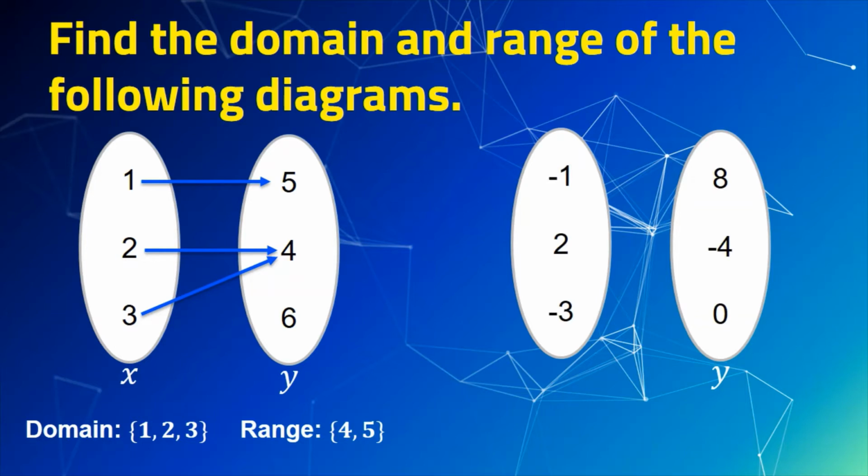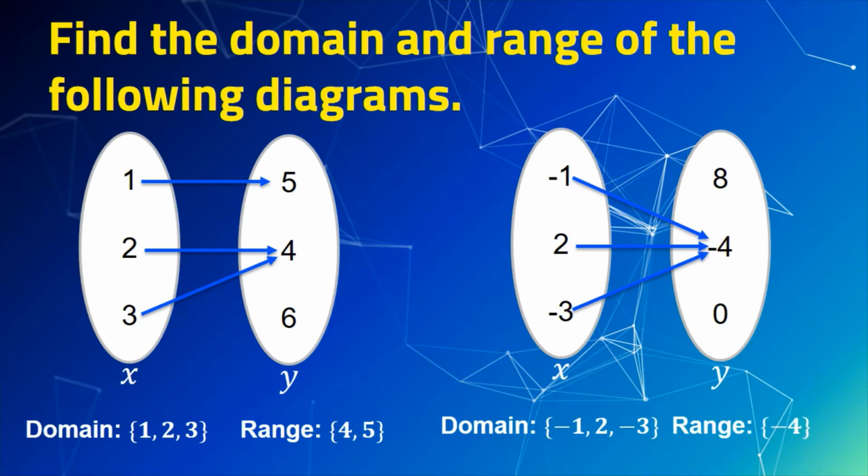The same with this one. The x elements are 1, negative 1, 2, and negative 3. And the y elements are 8, negative 4, 0. So these first elements are being paired to negative 4. So therefore the domain is negative 1 to negative 3, and then the range is negative 4.